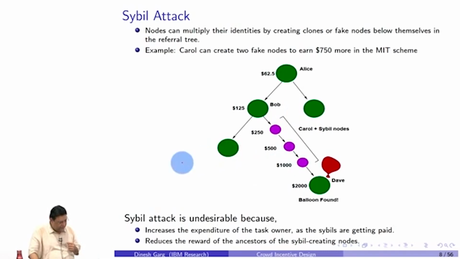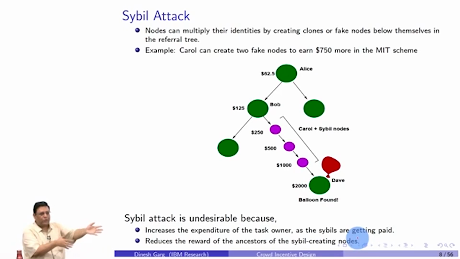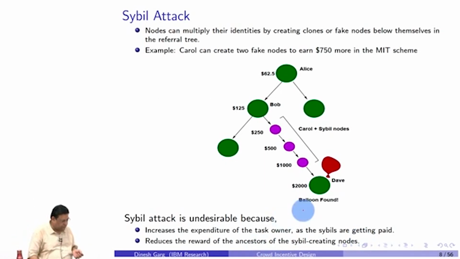So this Sybil attack is undesirable because it increases the expenditure of the task owner, as the Sybils are getting paid. These are called Sybil nodes, okay? These fake nodes. It also reduces the reward of the ancestors of the Sybil-creating nodes. That will upset the people who are actually recruiting. They'll say, why should I recruit? Because somebody whom I recruit will in fact hurt me, right? Okay. So what do we do?